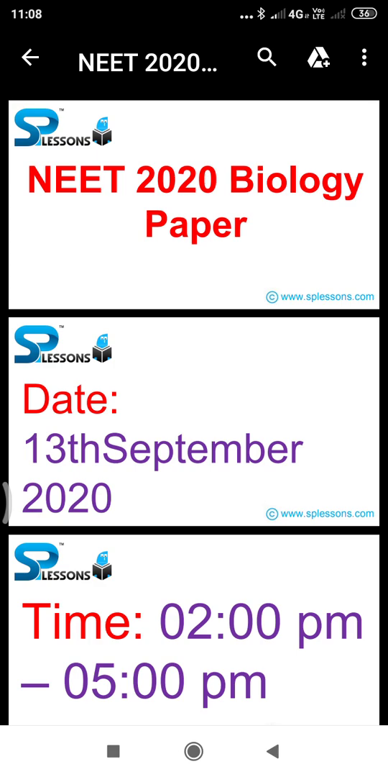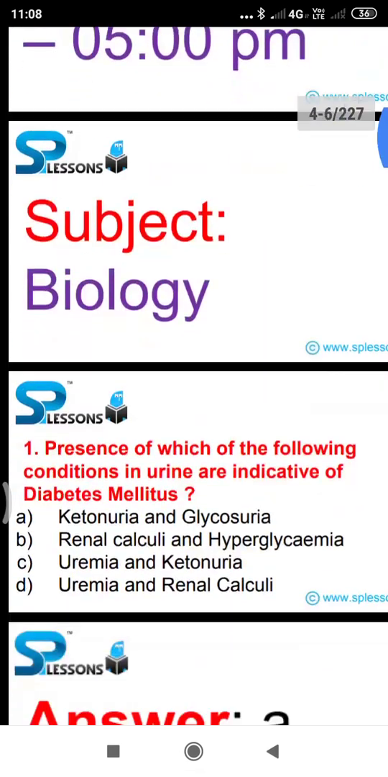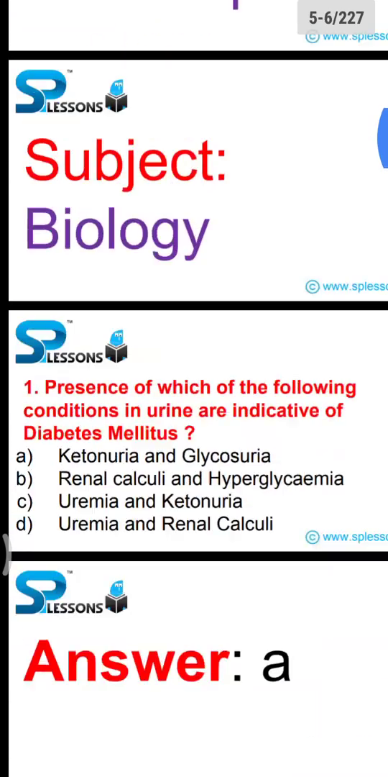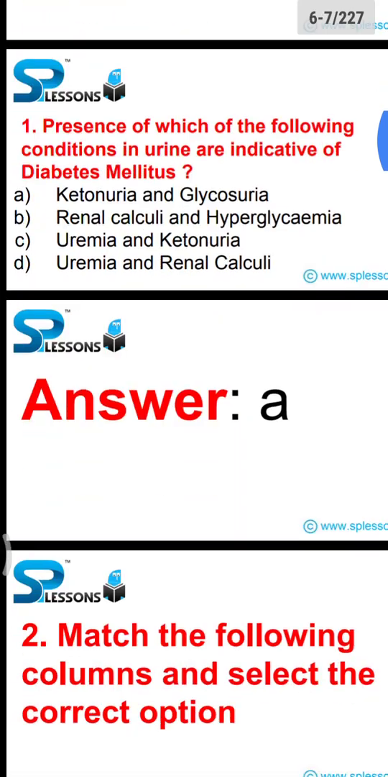Today we are going to discuss the NEET 2020 biology paper, dated 13 September 2020, subject biology, and the timings for the exam are 2 p.m. to 5 p.m.